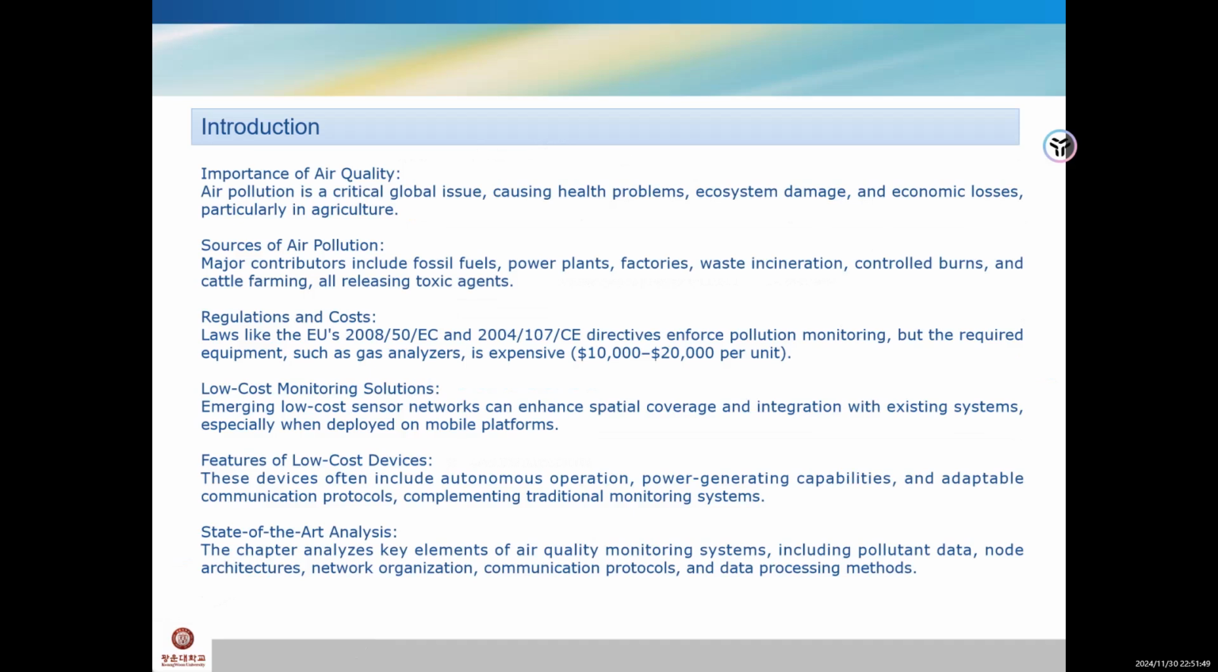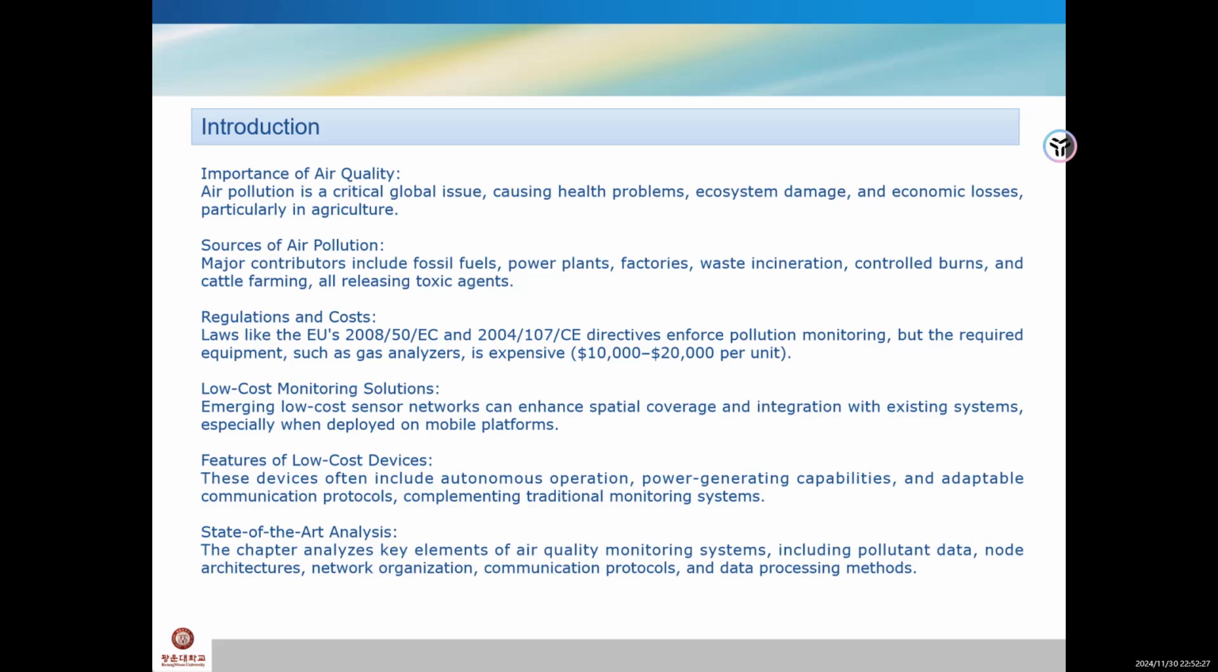Regulations and costs. Laws like the EU's 2008 and 2004 directives enforce pollution monitoring but require equipment, such as gas analyzers, that is expensive. Low-cost monitoring solutions. Emerging low-cost sensor networks can enhance spatial coverage and integration with existing systems, especially when deployed on mobile platforms.